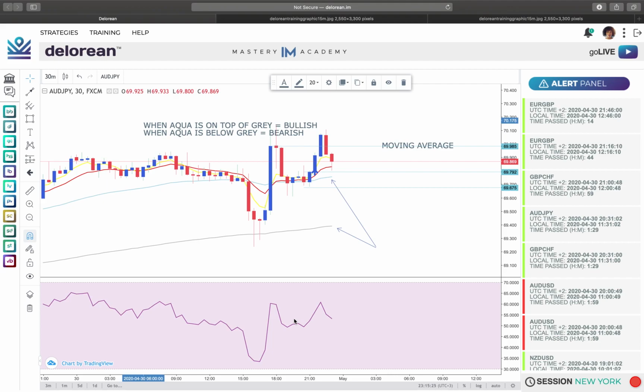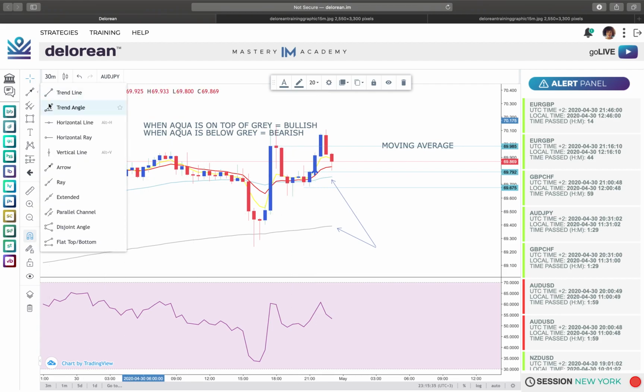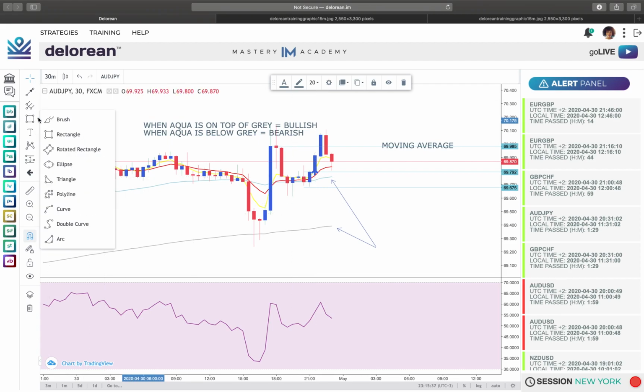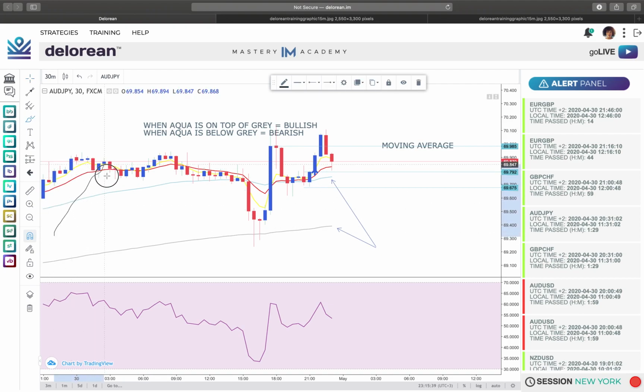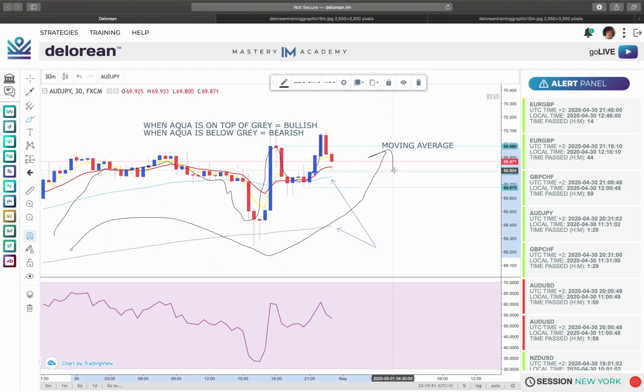So that leaves us with seeing this right now. Is the aqua above or below the gray? It's above it. That tells us we're in a bullish market. If we're in a bullish market, we anticipate that the moves to the upside will be stronger than the pullbacks. We anticipate, in general, this market to continue higher at this time based off of what we're seeing.